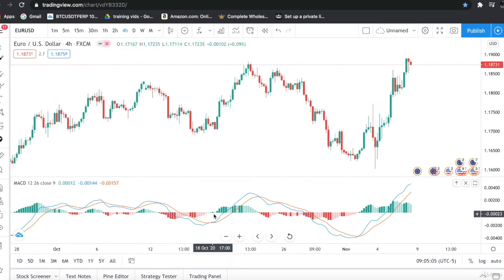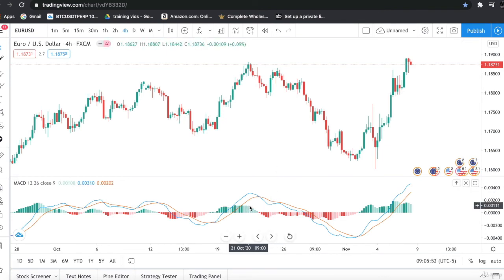So look at the histograms. The histograms were getting green. Strong green, strong green, strong green. This means that there is a great buying activity over here. And when the histogram turns into transparent, it means that the buying activity is gradually decreasing. Look at here. The histograms were getting transparent over here constantly. This means that the buying activity is gradually decreasing. And on the chart, you can see the price is consolidating.